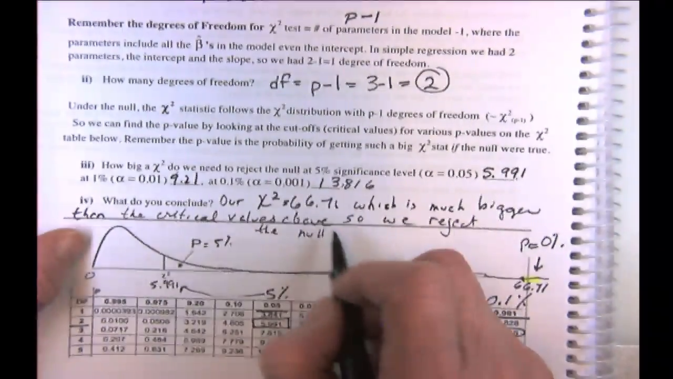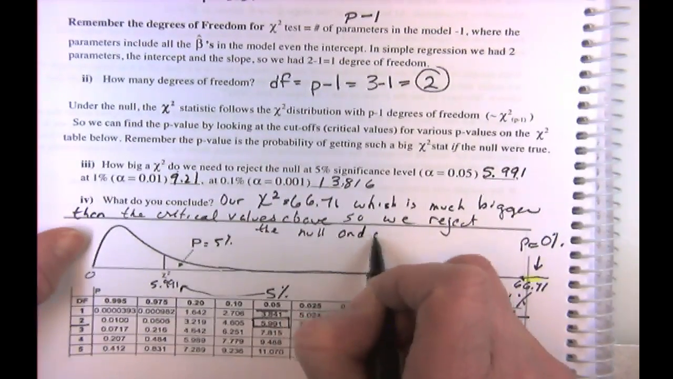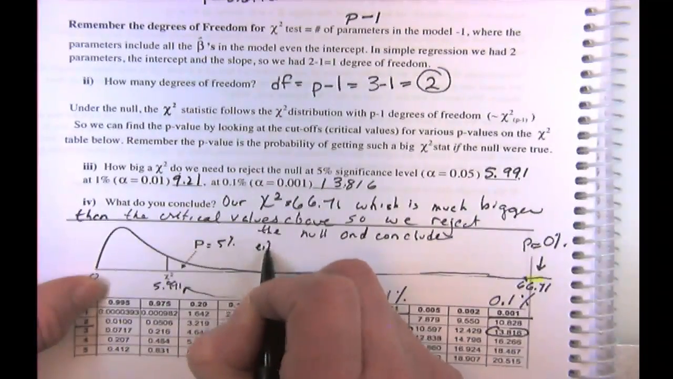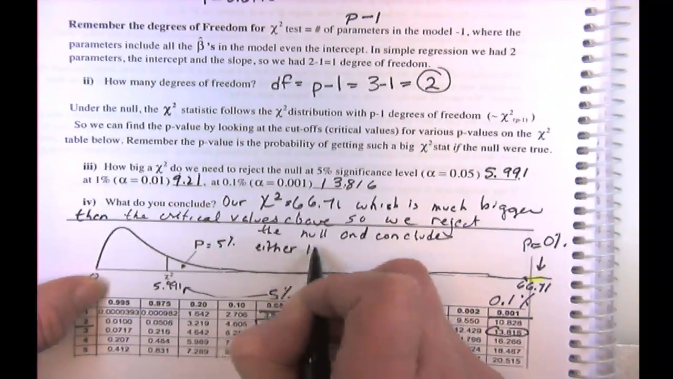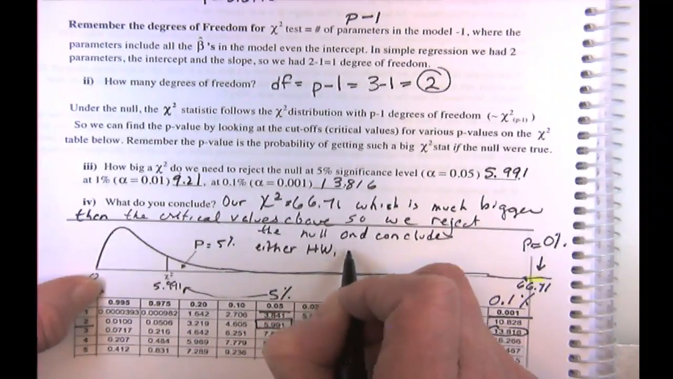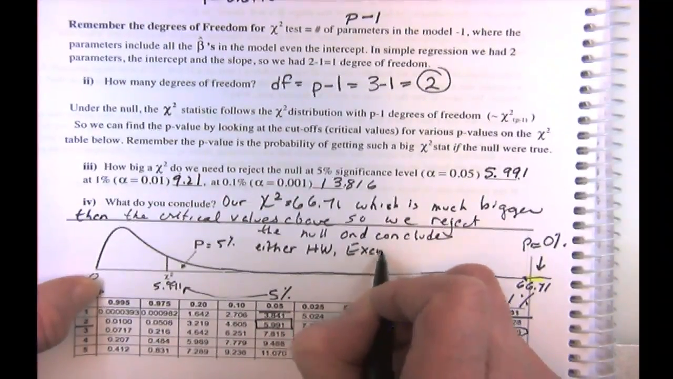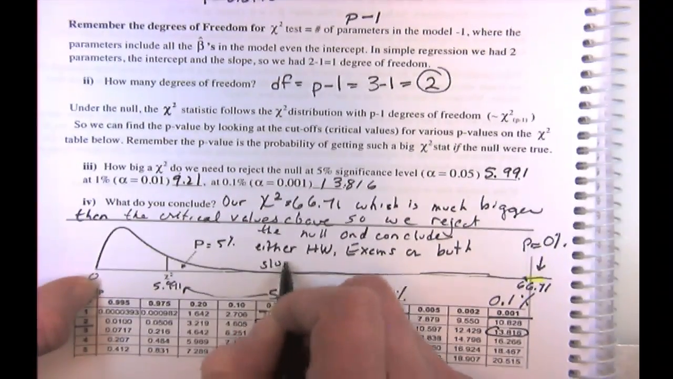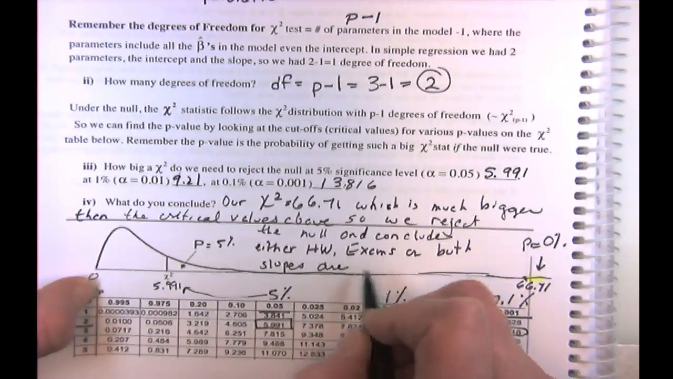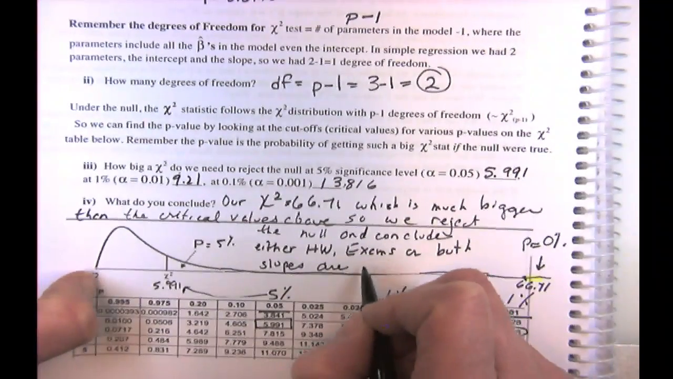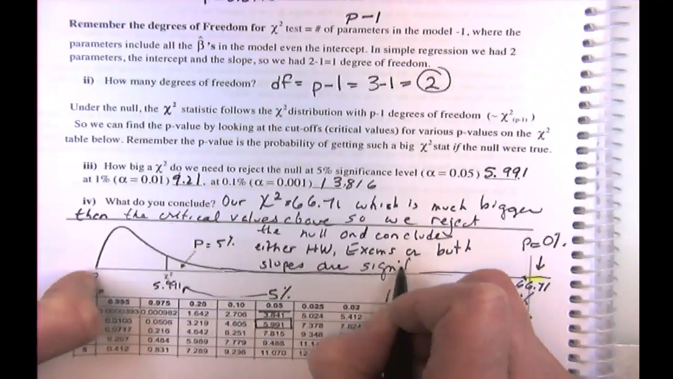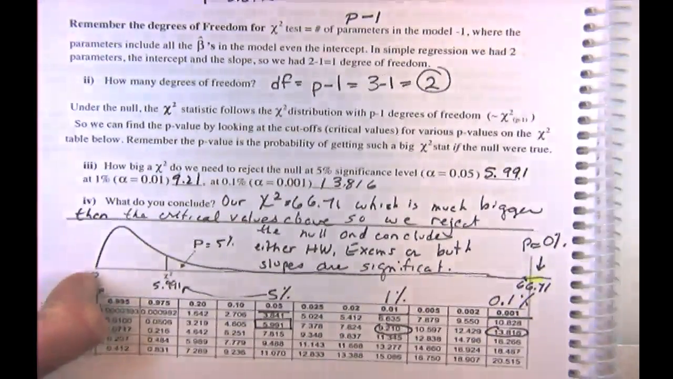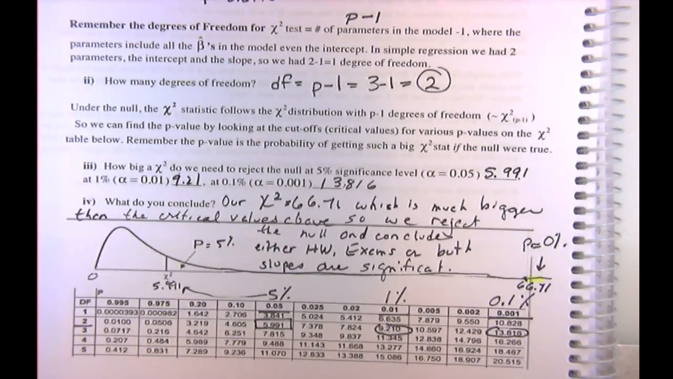So we reject the null and conclude either homework, exams, or both slopes are significant. Either one or both. And we'd probably think both of them will be, just from common sense. So do you understand the idea?